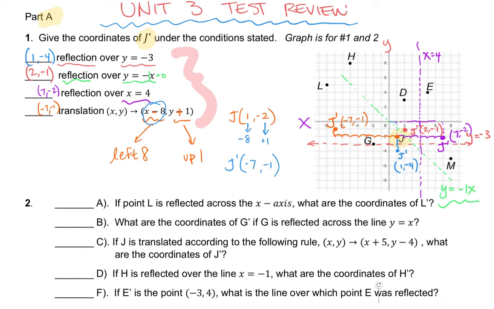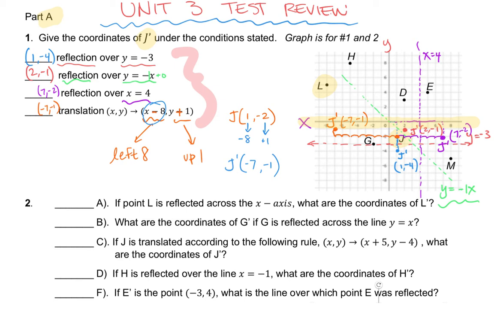But whatever you do, just do it right. Up next, we're still using the same graph. If point L is reflected across the x-axis, let's identify point L and the x-axis. Point L is right here, and the x-axis is right here. So if I reflect that across the x-axis, what are the coordinates of L prime?